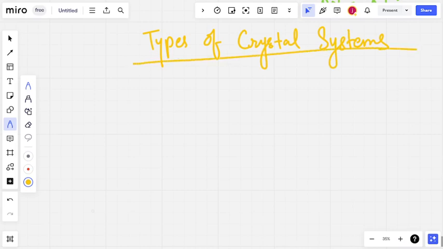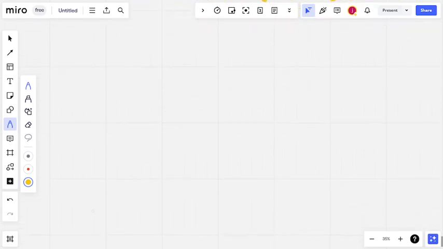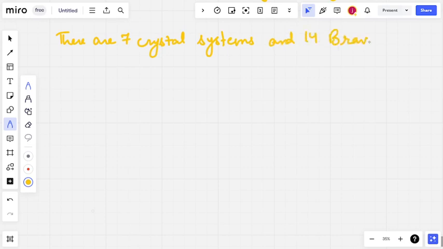We are simply going to make one table. We don't have to focus much on this, but yes, some questions might come from this topic, but it is not very important. There are 7 crystal systems and 14 Bravais lattices.